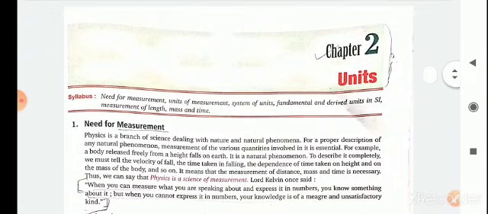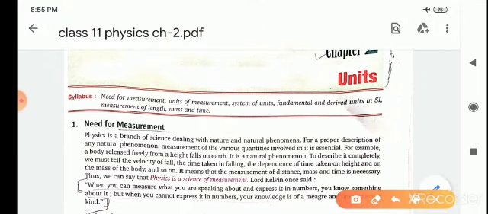Third point, interval, a space between two objects, points or states. For example, the set of numbers x such that 0 is less than or equal to x, less than 1. It is the numbers between 0 and 1. It is part of the interval.